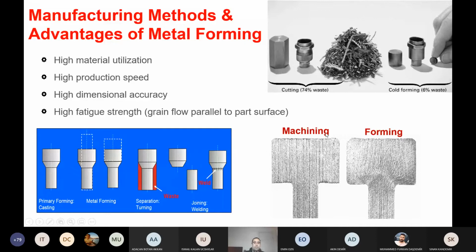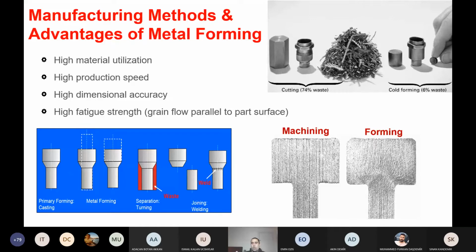If you look at the lower right picture, you will see the grain distribution in a material with the same shape, but the difference is that the left one is machined from a bigger round material. So you can see this part is cut away, which made these grains just open to the free air. And I don't have that picture here, but if you just zoom in there, we will see lots of tiny cracks on the surface.